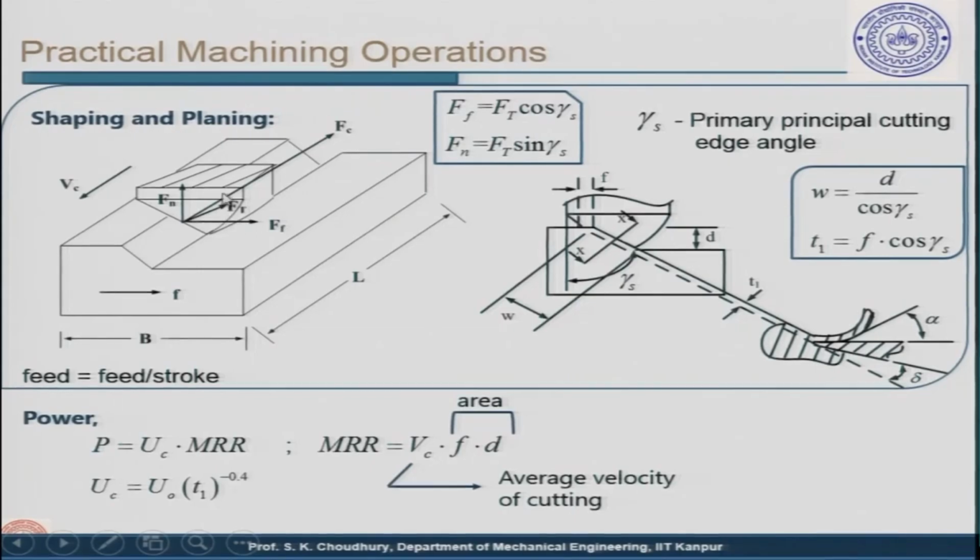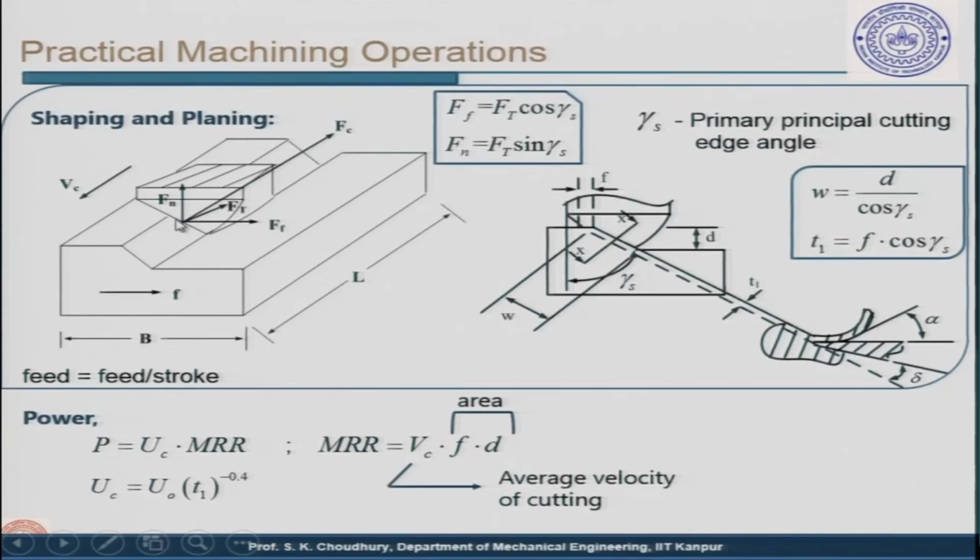Now, during the backward movement, the tool does not remove the material. Therefore, the tool moves backward at a higher speed, and there is a quick return mechanism for that. Quick return mechanism makes the tool move forward at a certain speed and move back at a higher speed. So, this quick return mechanism is different in case of planing and shaping.